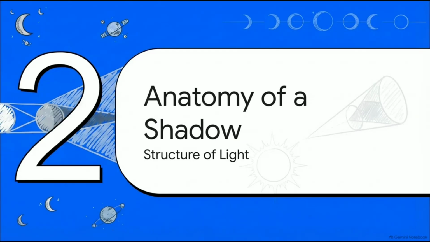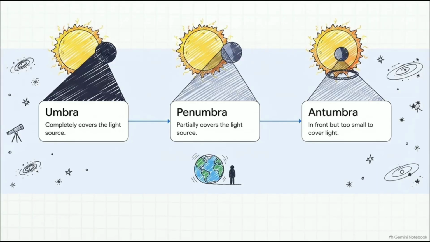Moving right along to section 2, anatomy of a shadow. Let's see how this actually built. So our spheres are aligned, right? Now we need to look at the actual physics of how light gets blocked. When light from a massive star is blocked by a planet or a moon, the shadow it casts out into space isn't just one big solid block of darkness. It's actually highly structured into 3 very distinct parts.